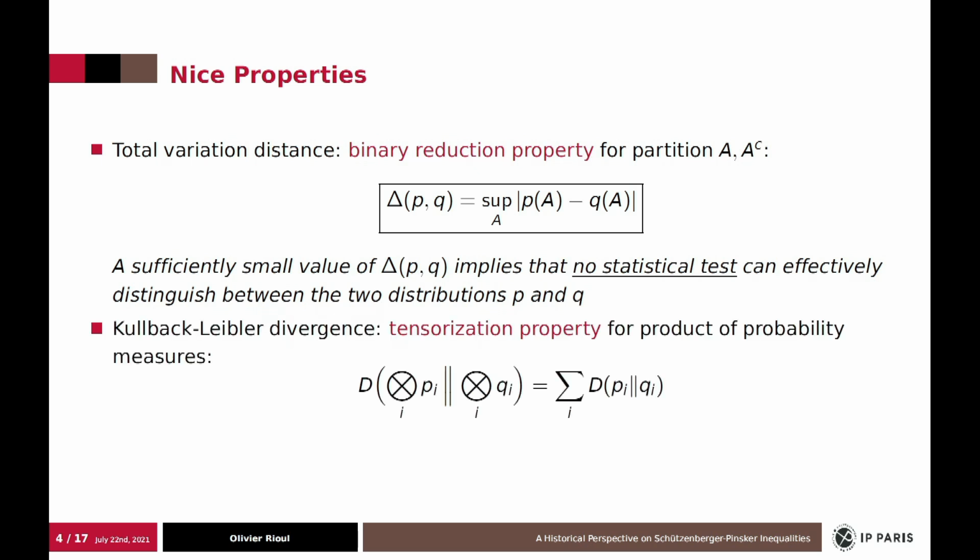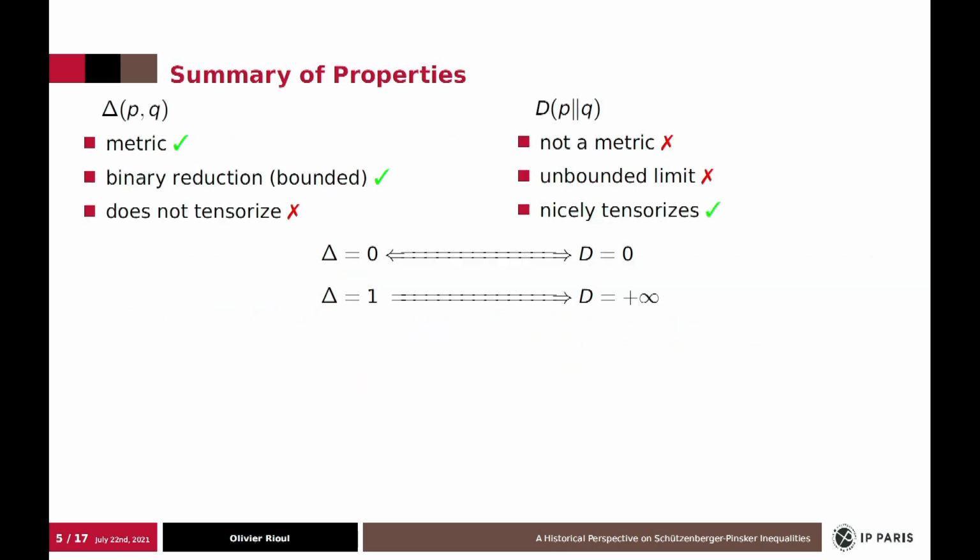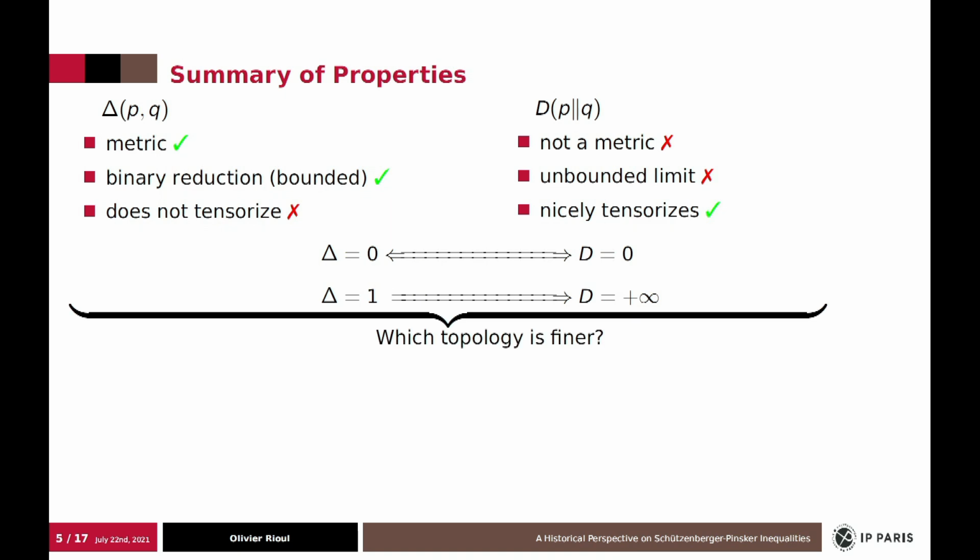However, for Kullback-Leibler divergence, we have another very nice property, which delta doesn't have. It nicely tensorizes for products of probability measures. And that is especially interesting; I will give an application. So, a summary of properties. On one hand you have a metric, on the other another metric. On one hand you have a bounded distance with binary reduction, which you don't have on the other. But on the other hand you have nice tensorization.